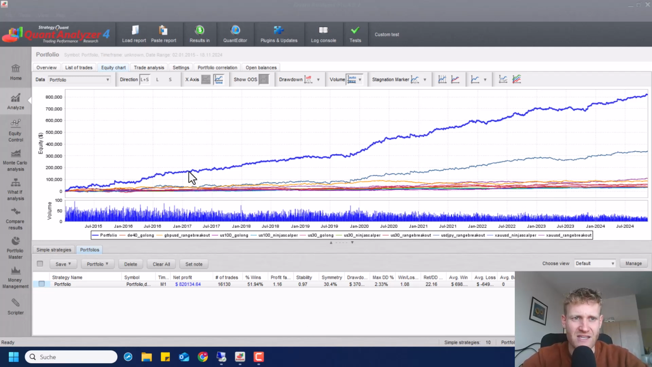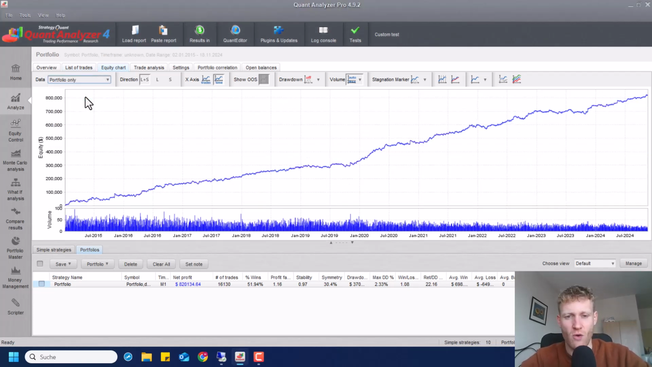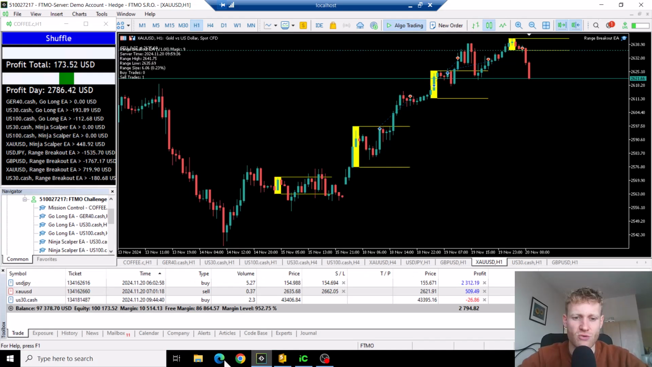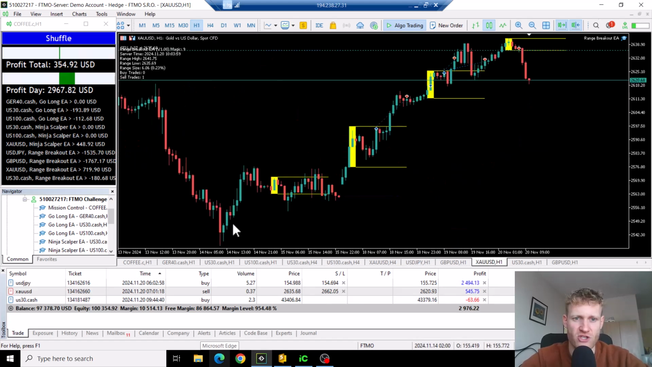So what we can see here, theoretically, if we just have a look at the portfolio, this would have been amazing. And this is also why I wanted to use this portfolio to go into this FTMO challenge here, and why I am pretty confident that I have a good shot here to pass this challenge actually.